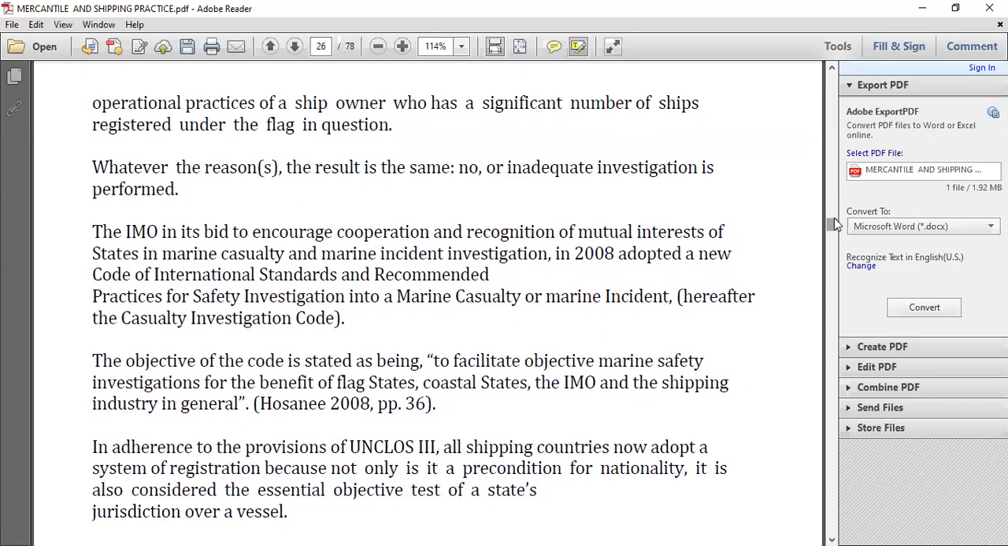The IMO, in its bid to encourage cooperation and recognition of the mutual interest of states in marine casualty and marine incident investigation, in 2008 came up with a new Code of International Standards and Recommended Practices for a Safety Investigation into a Marine Casualty or Marine Incident. The objective of the code is stated as being to facilitate objective marine safety investigation for the benefit of the flag state, coastal state, the IMO and the shipping industry in general.